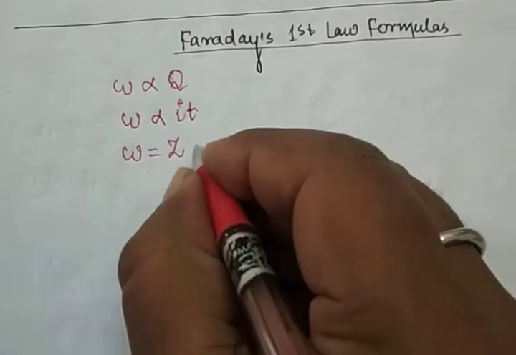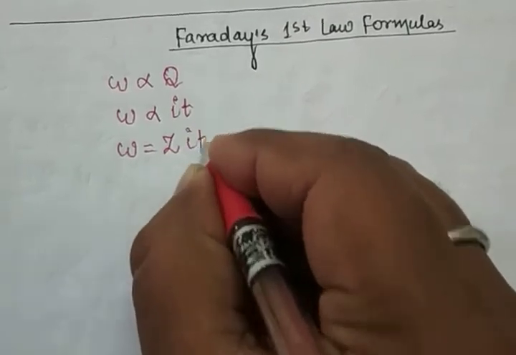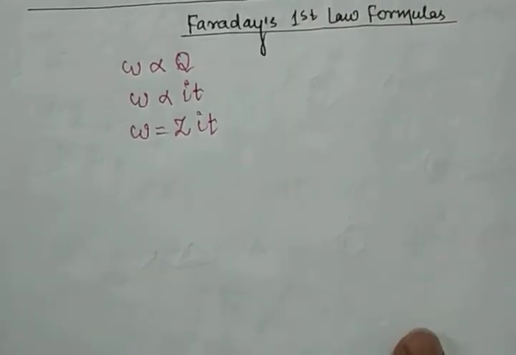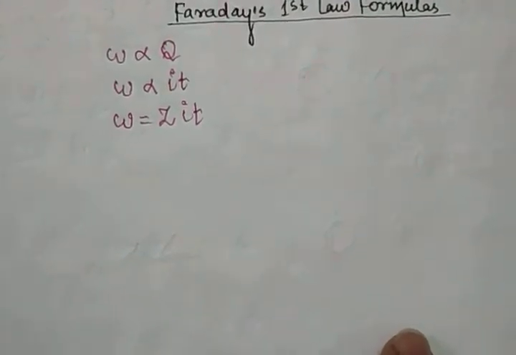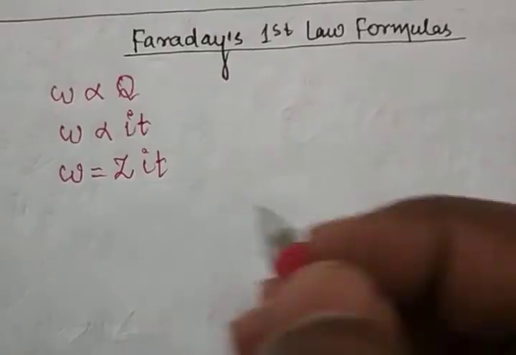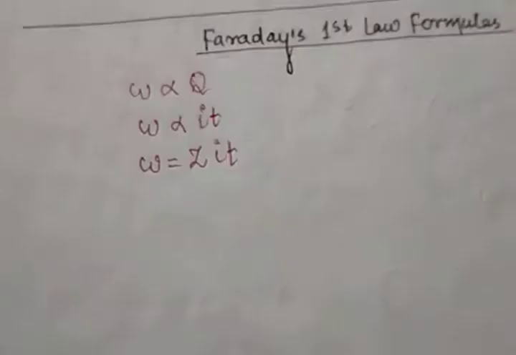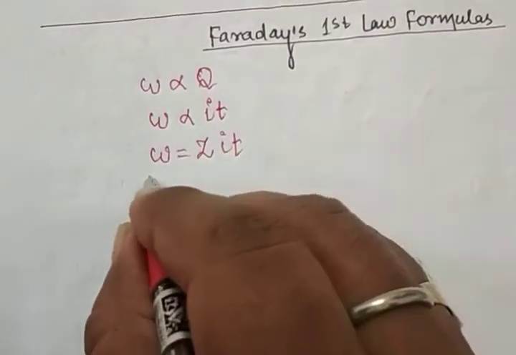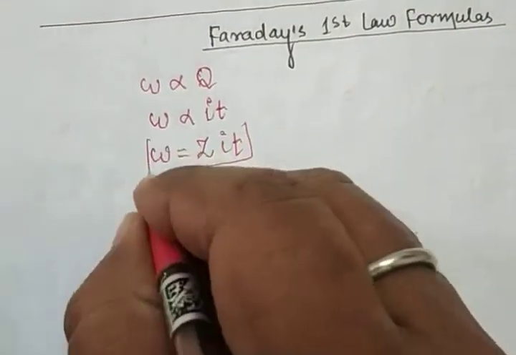Okay, and the proportional sign just converts to Z, and Z is what? Electrochemical equivalent constant. This is the first formula. Okay, you know very well.